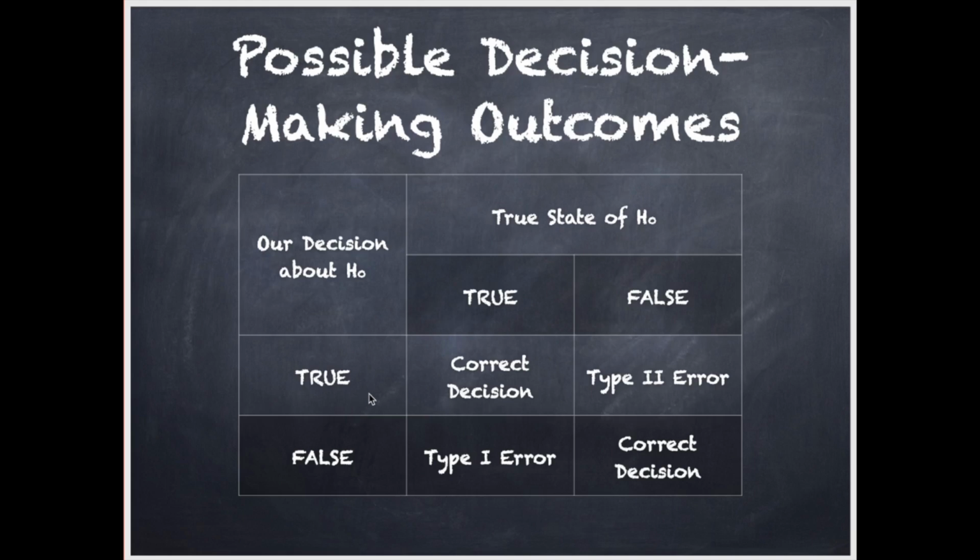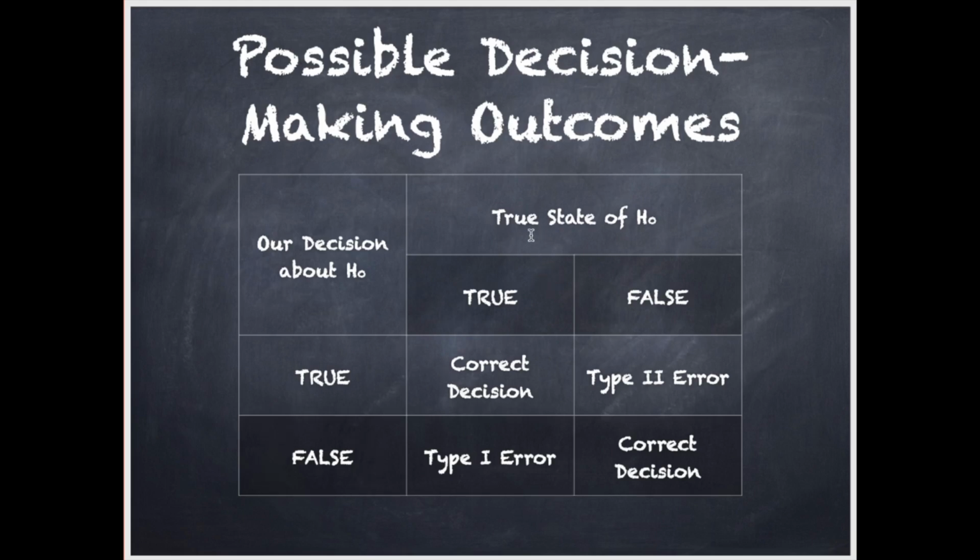Another way to say this, and a better way to say this, would be our decision about the null hypothesis. It would be, for this first row, we fail to reject the null hypothesis, and in the second row, we reject the null hypothesis.